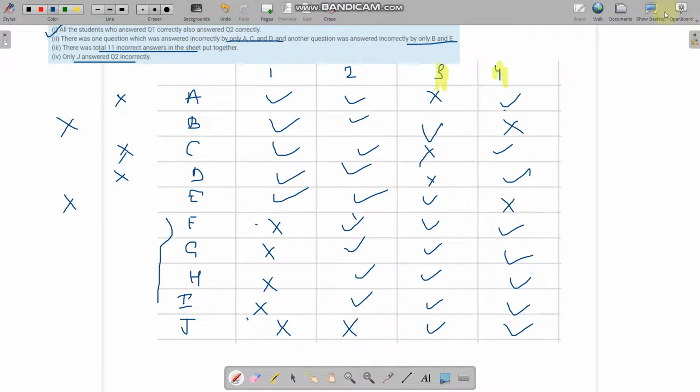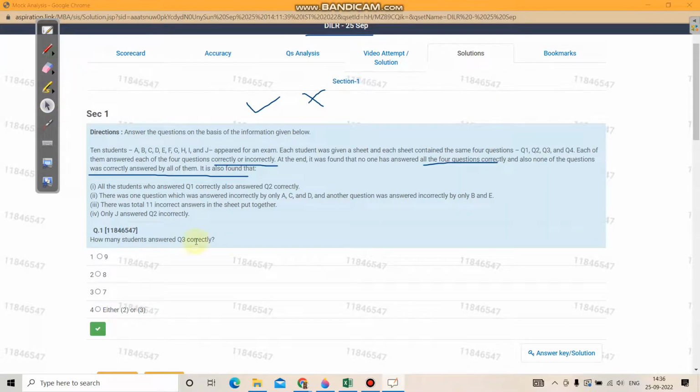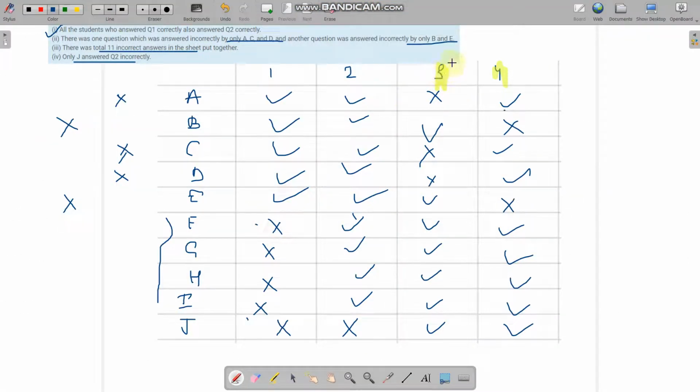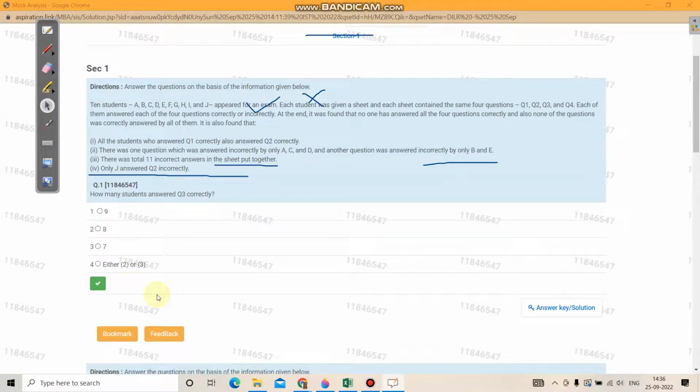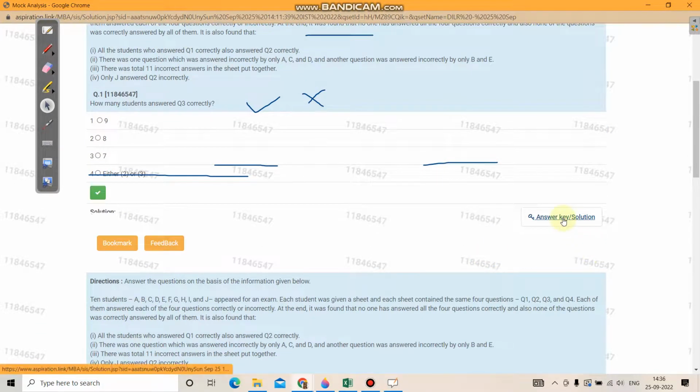Now let's answer the questions. The first one: how many students answered Q3 correctly? See, this can be 3 or 4, this can be 4 or 3. So let's check for each case. 1, 2, 3 means 7 correct in Q3, or if this is Q3, then 8 will answer correctly: 1, 2, 3, 4, 5, 6, 7, 8. So either 7 or 8. So the answer to question 1 is 7 or 8, correct.